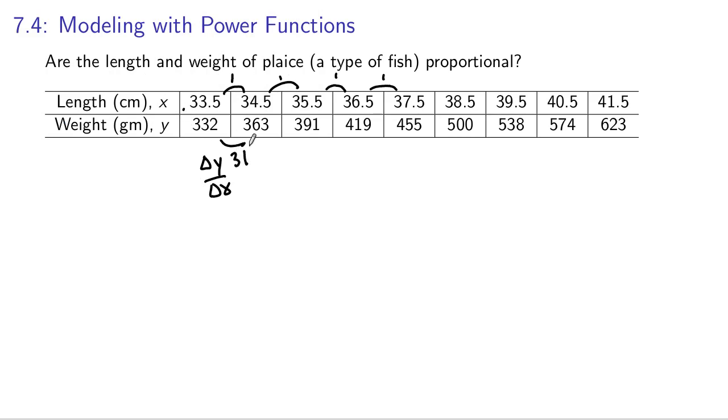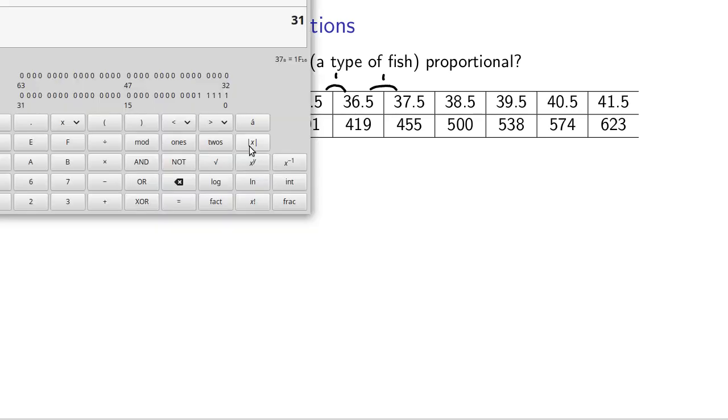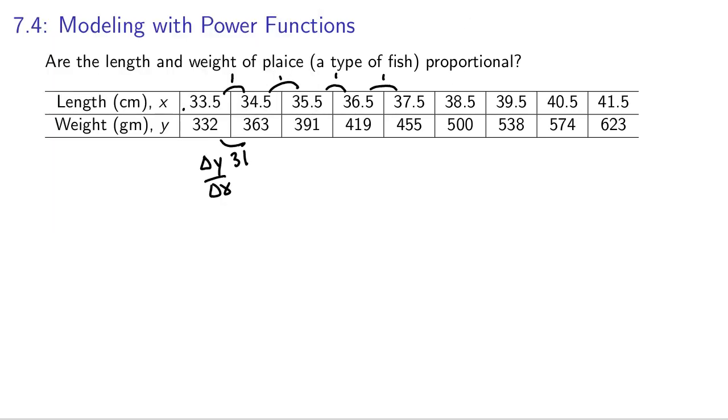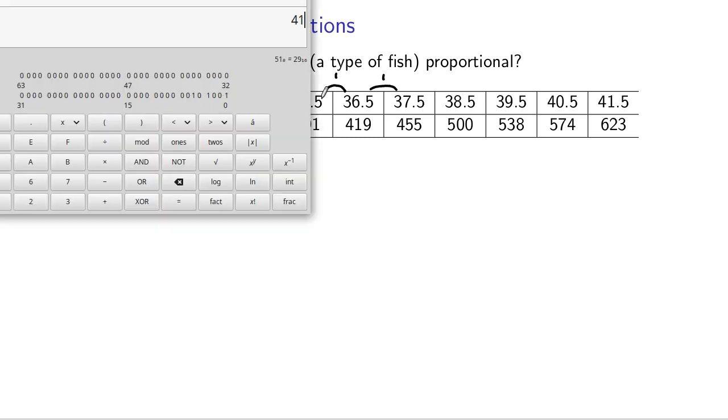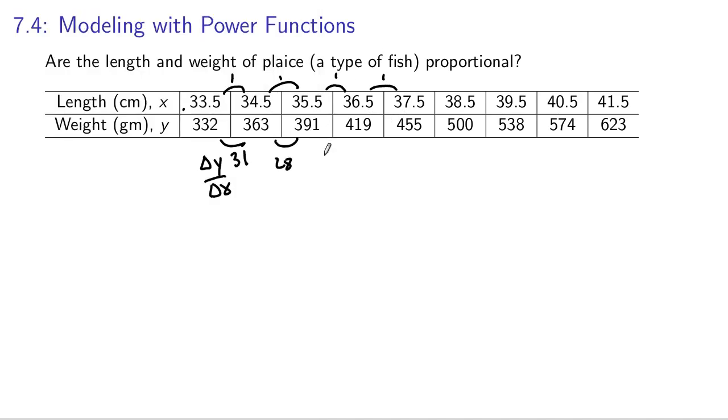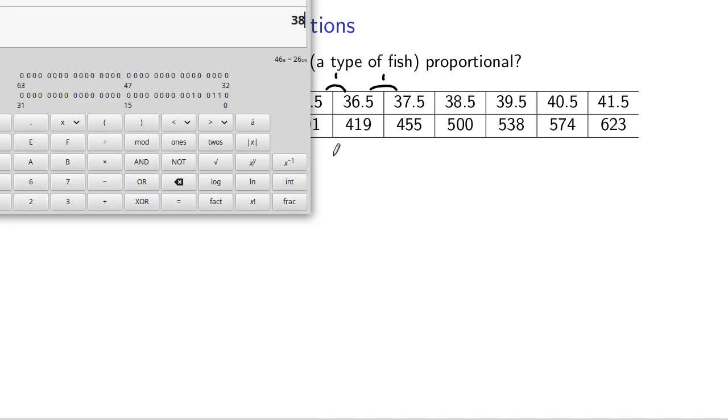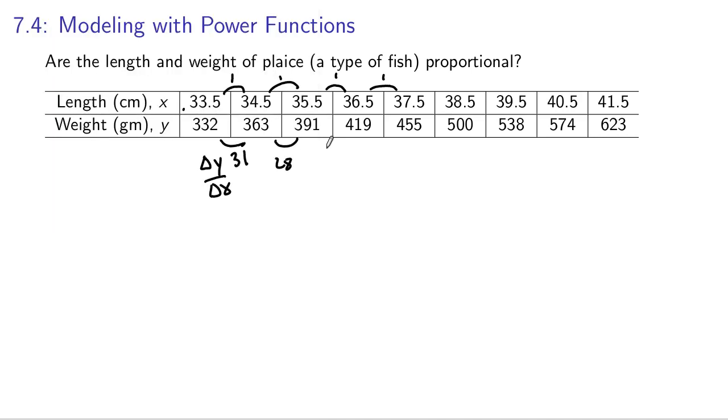391 minus 363 is 28. 419 minus 391 is 28. Sorry, 419 minus 391 is 28.